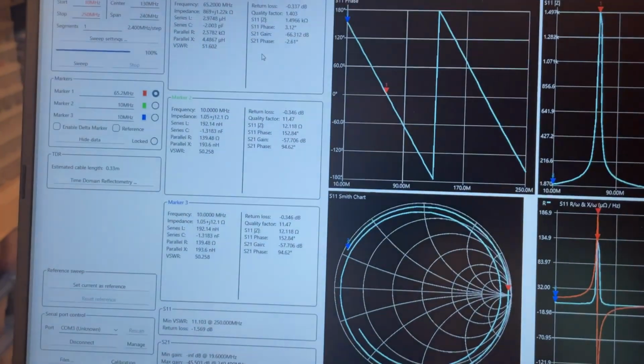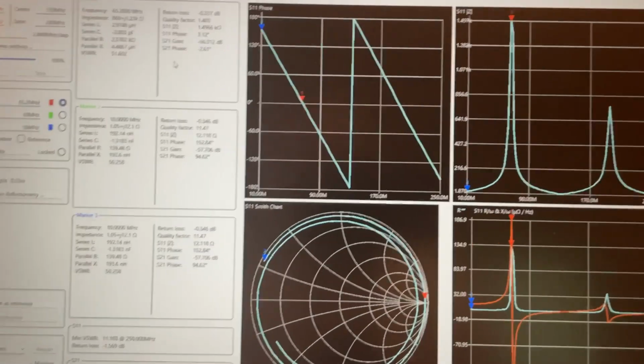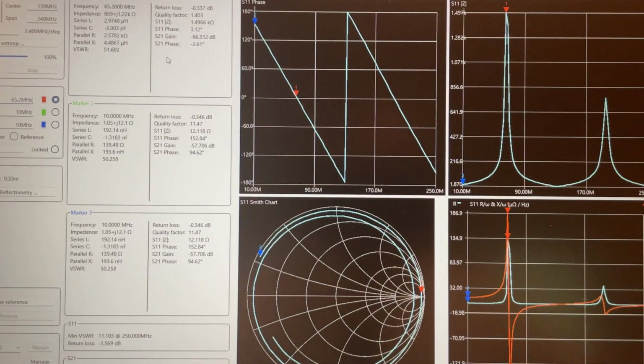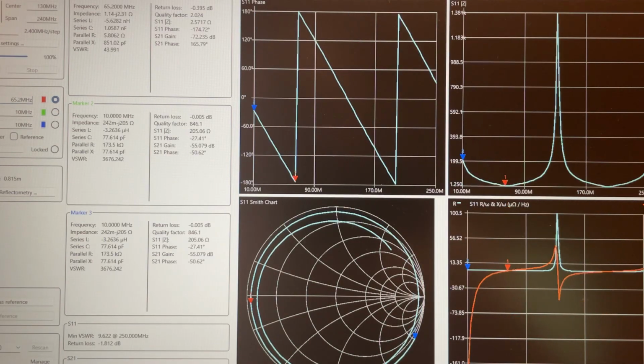I'm using the NanoVNA software to make these measurements. And what do we see here? Let's just sweep the results. Okay, and what we want to do is measure 0 degrees. That's where the capacitive reactance and inductive reactance are equal. So that would be where the resonant frequency is.